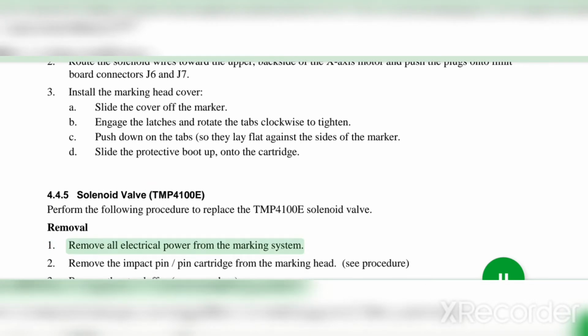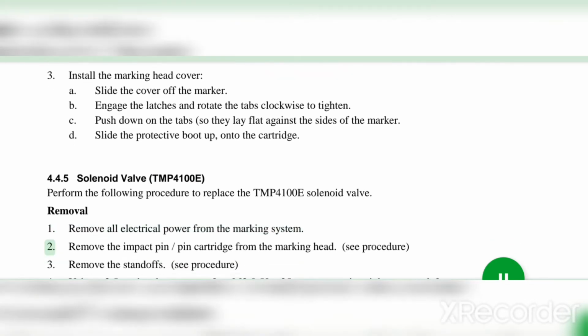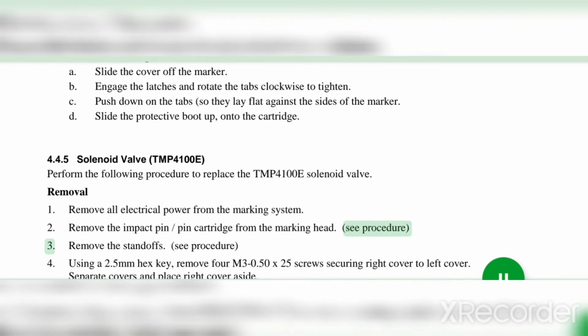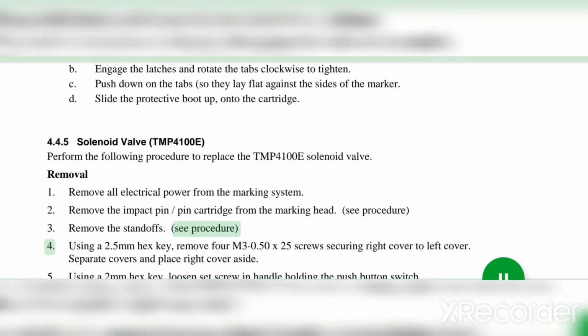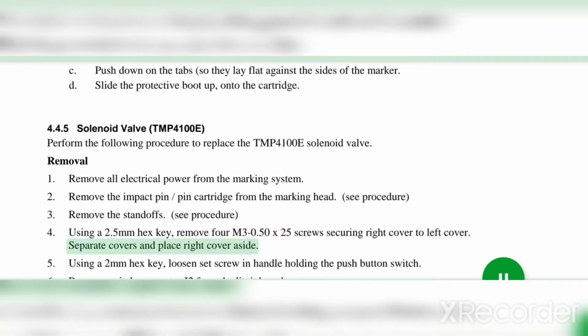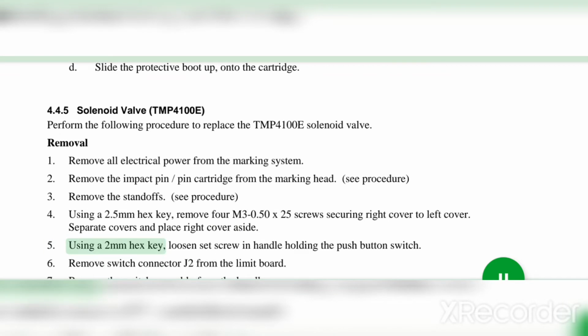Removal. 1. Remove all electrical power from the marking system. 2. Remove the impact pin/pin cartridge from the marking head. See Procedure. 3. Remove the standoffs. See Procedure. 4. Using a 2.5mm hex key, remove 4 M3-0.50x25 screws securing right cover to left cover. Separate covers and place right cover aside. 5. Using a 2mm hex key, loosen set screw and handle holding the push button switch.